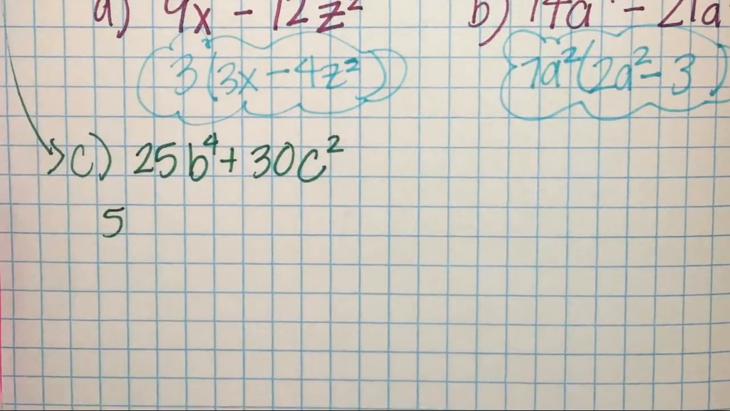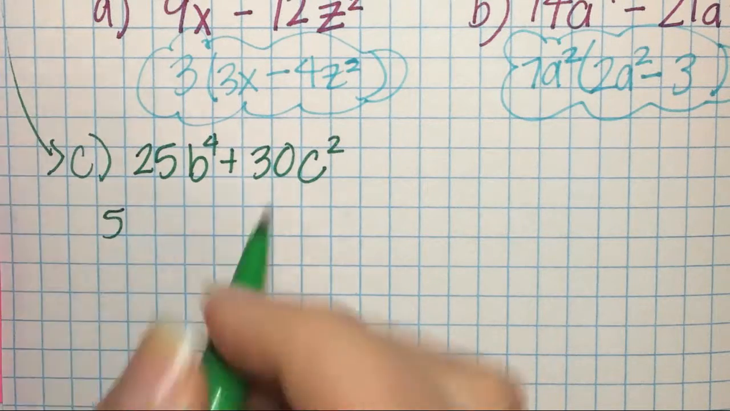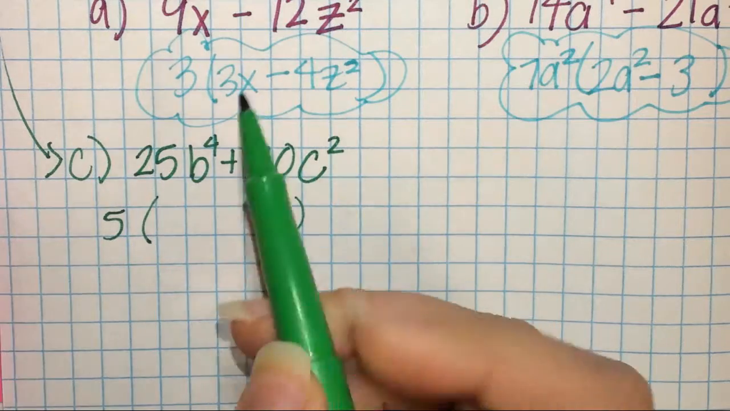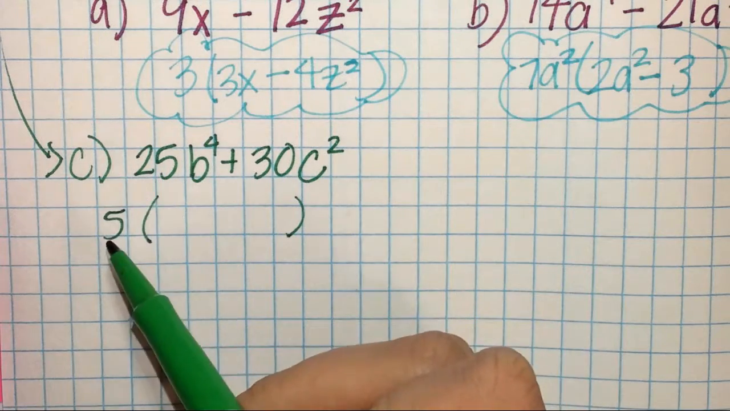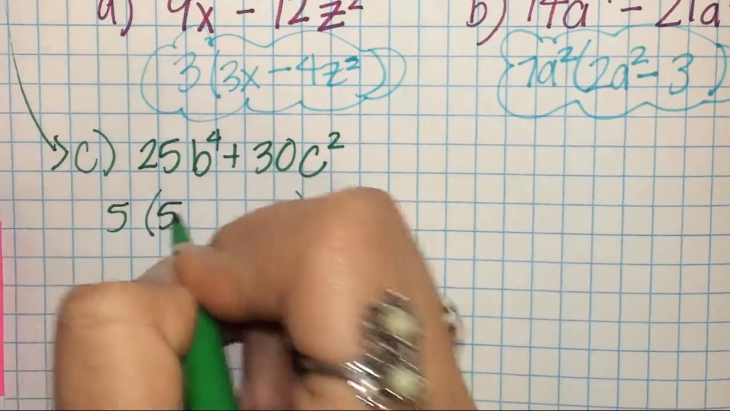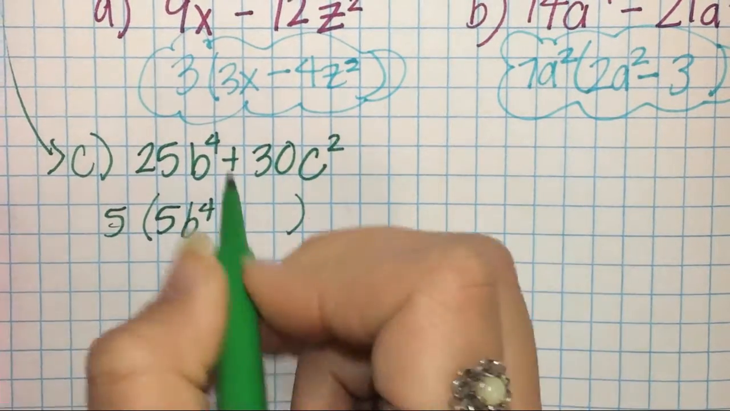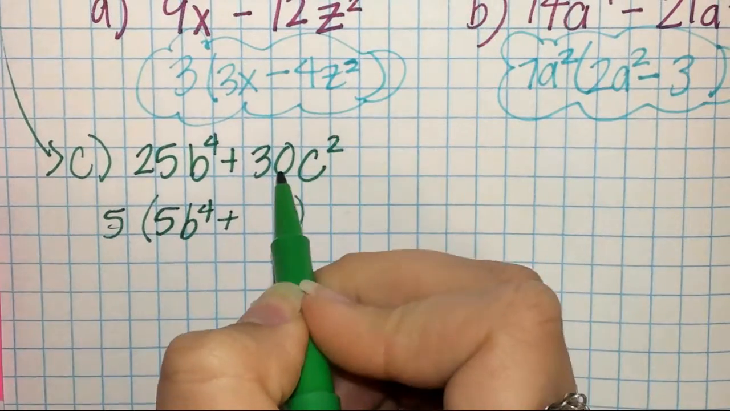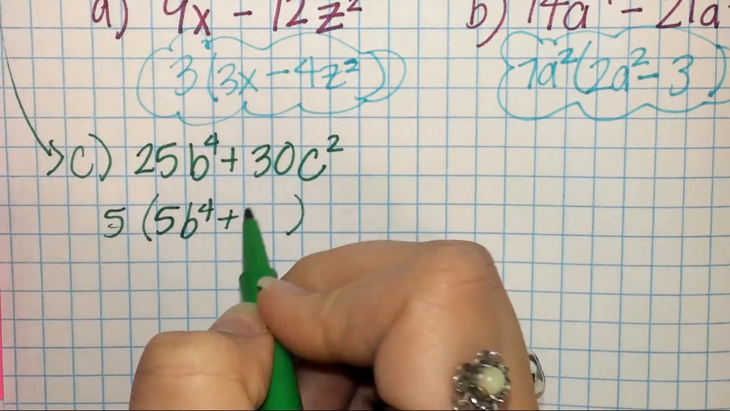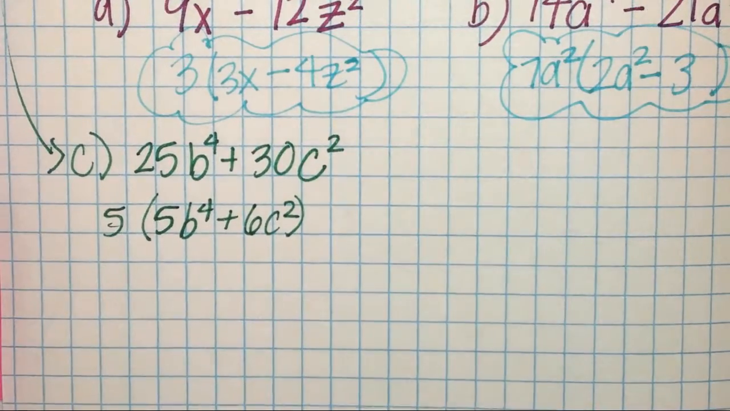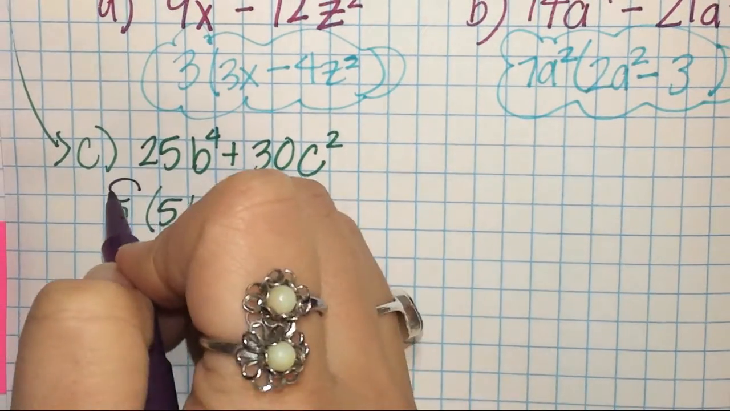Now, do they have any variables in common? So we write our parentheses. Alright, now what's 25 divided by 5? And since we didn't take any variables out, we bring b to the 4th down. Plus, alright, now we do 30 divided by 5, which gives us 6, and then we bring down c squared. They don't have anything else in common, so we're done.